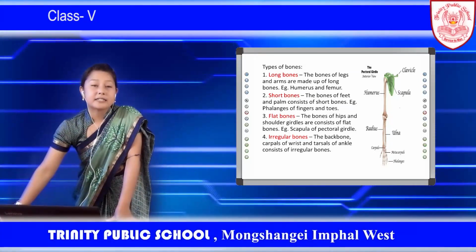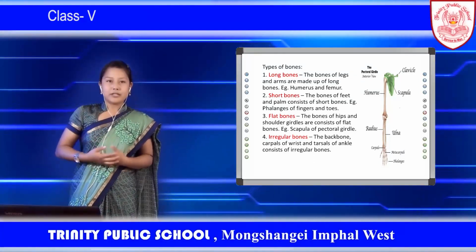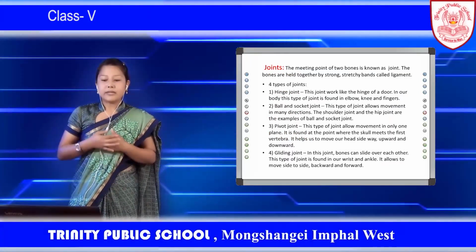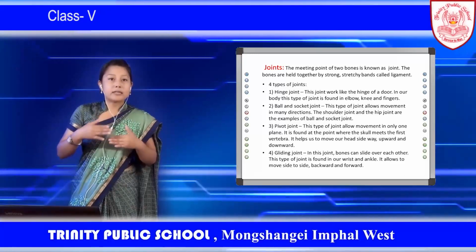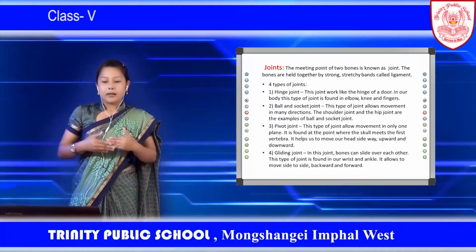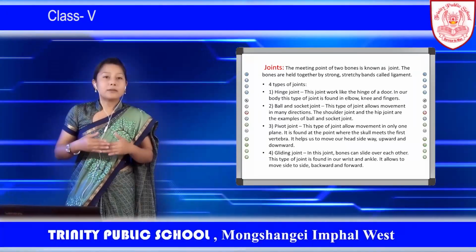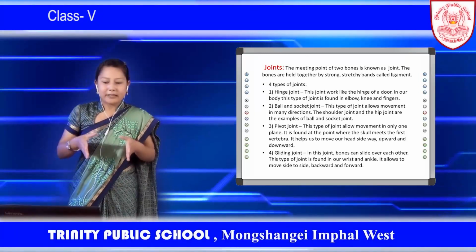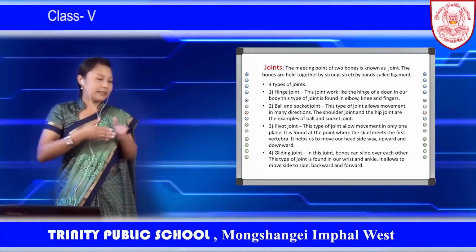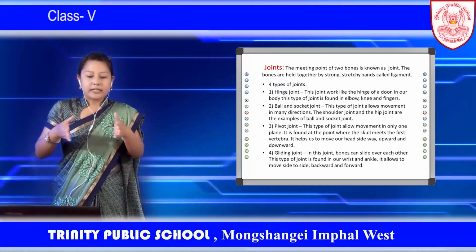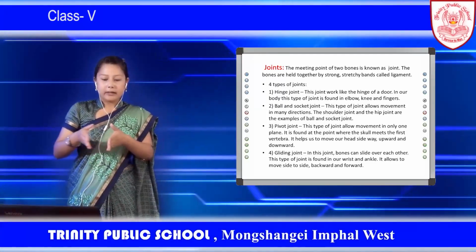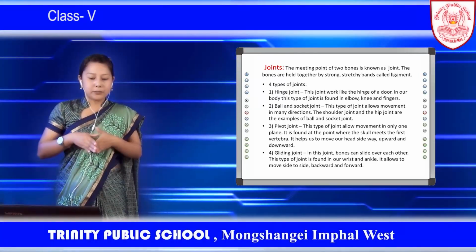Okay, after the types of bones, let's come to the joints. The meeting point of two bones is known as a joint. The bones are held together by strong and stretchy bands called ligaments. Look here. Here I am going to mention the four types of joints.